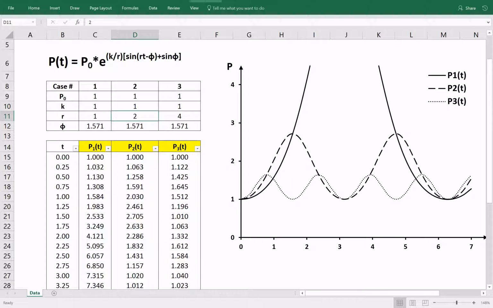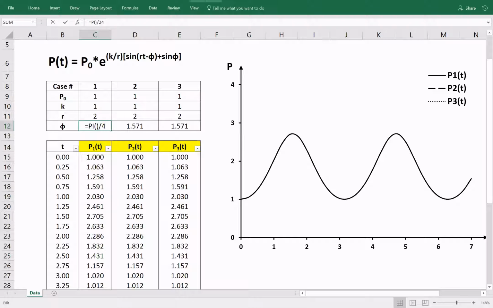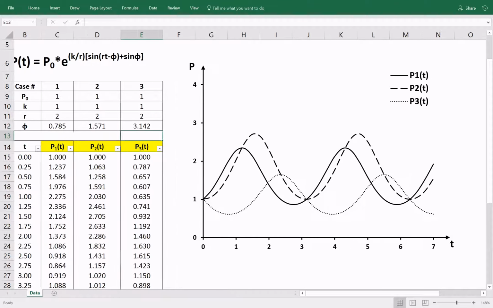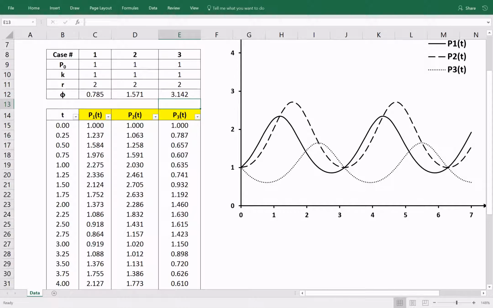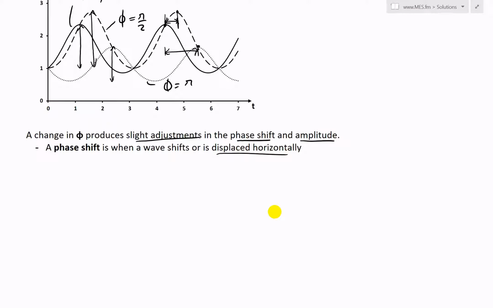You could play around with that here. Just type 1, 1. Actually, no, this should be 2, 2, 2, and this one is pi over 4, pi over 2, and this one is pi. So you get this graph like that. Anyways, you can also put a link to that Excel file for you to download if you want to play around with it. It's pretty interesting.